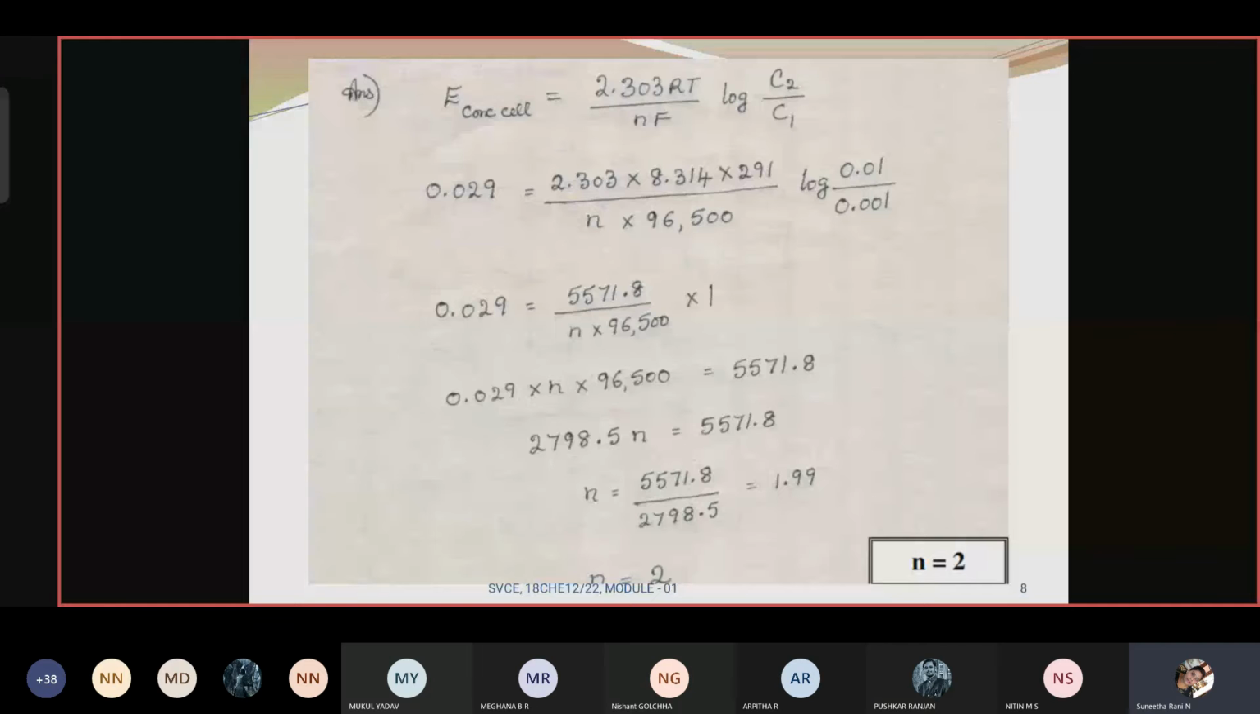So the valency of mercury is 2. So nothing to worry, you have got the valency 2. Okay. Yes, ma'am. Fine. So next problem. Write down the next problem.